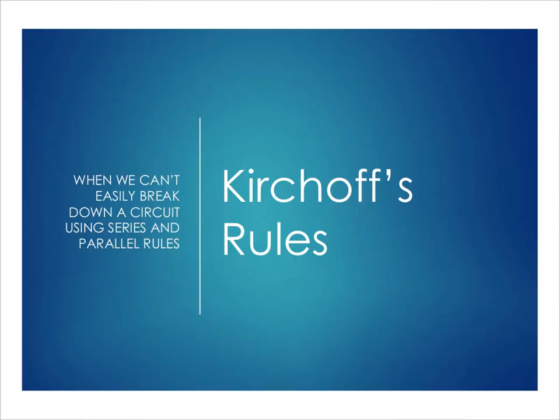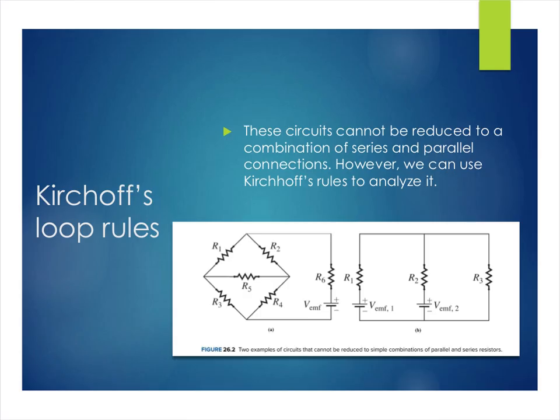But sometimes you're going to be confronted by a circuit that you just can't figure out how to break down into simply parallel and series. Here are some examples of circuits. Sometimes they have two batteries and that gets confusing. Or the one on the left has some parallel and series and it's pretty confusing. So we use what we call Kirchhoff's loop rules.